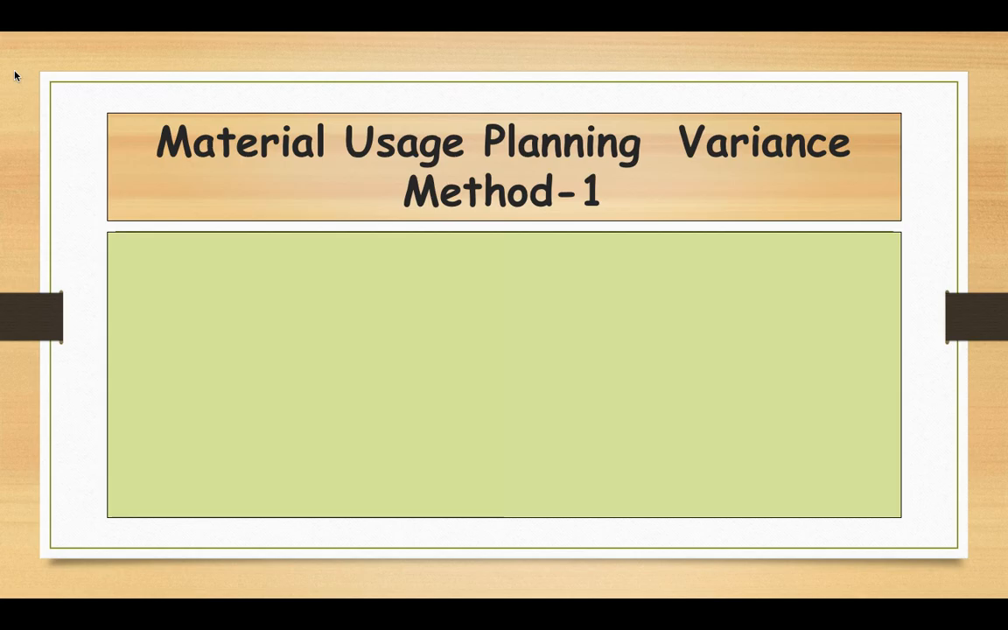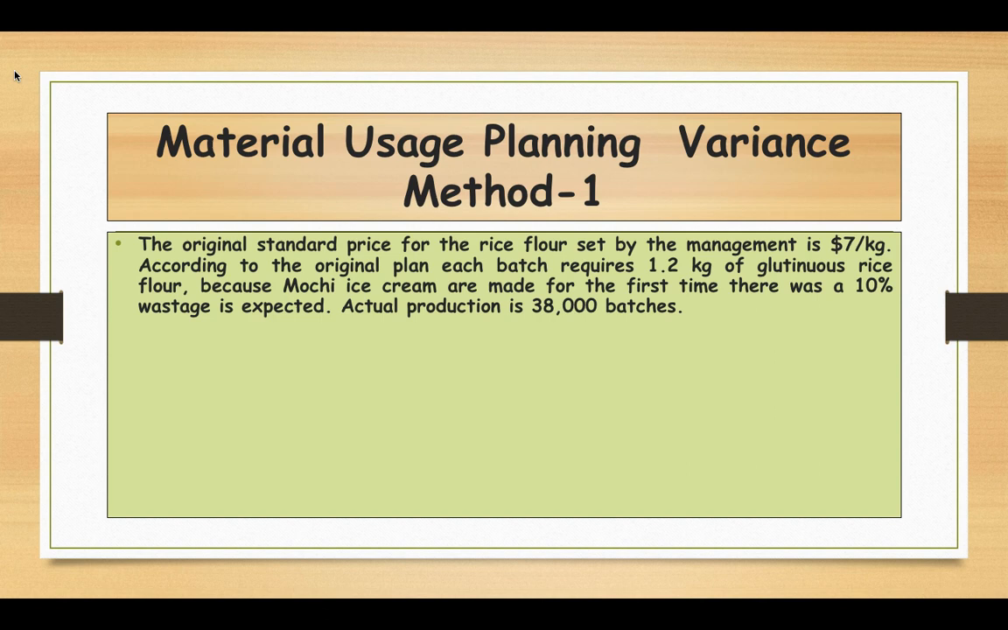Okay, we are going to calculate the material usage planning variance here using method one. According to the question, the original standard price was $7 per kilogram, and according to the original plan, each batch requires 1.2 kilograms of rice flour. Because they're producing it for the first time, a 10% wastage is expected. Actual production is 38,000 batches. So we'll see the material usage planning variance.